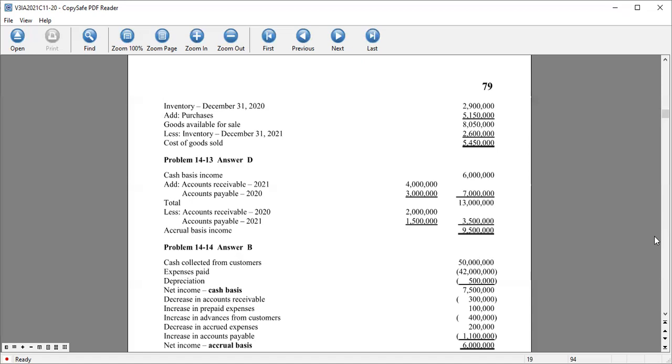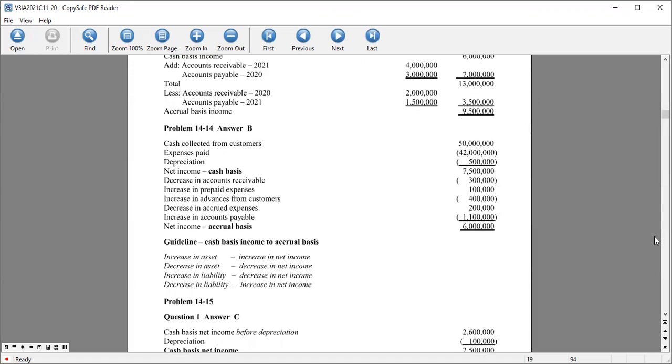Next is problem 14. What amount should be reported as accrual basis net income? So we now begin from cash collected from customers in the amount of 50 million, then we have expenses paid, deduct 42 million. We have the depreciation deduct, and we have the net income under cash basis of 7.5 million. Then we add the following should be recognized.